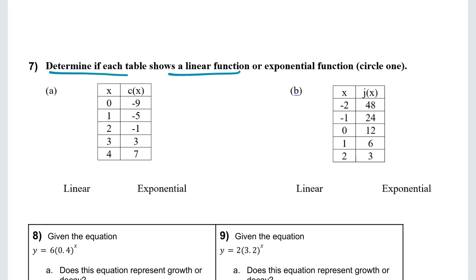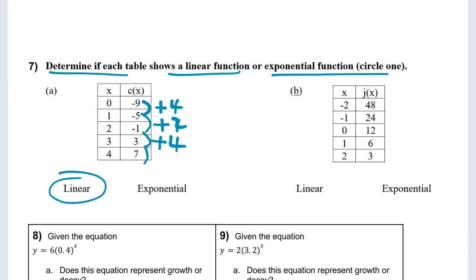Determine if the table shows a linear function or exponential function. Circle 1. Notice adding or subtracting by a constant becomes linear. -9 plus 4 is -5. -5 plus 4 is -1. -1 plus 4 is 3. 3 plus 4 is 7. Therefore, adding a constant each time becomes linear.